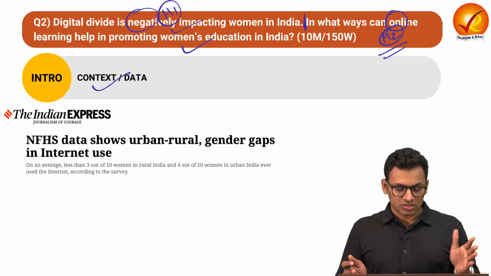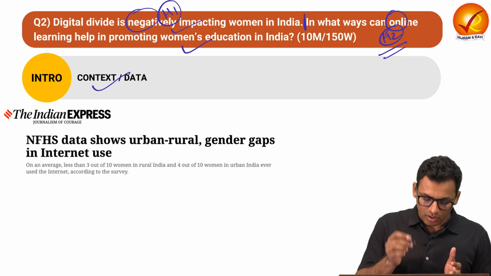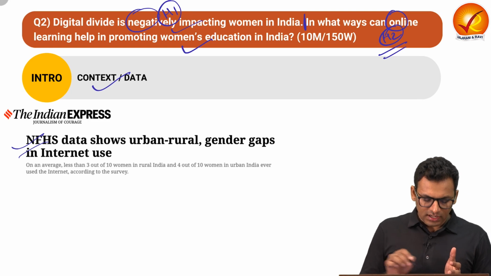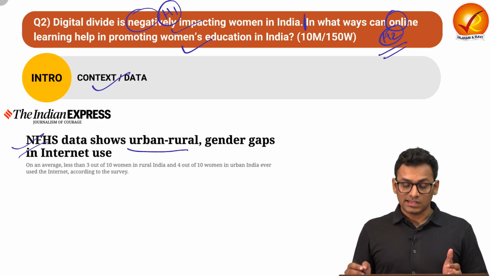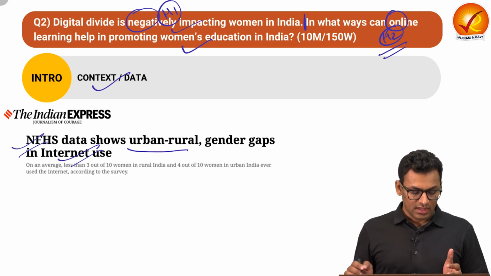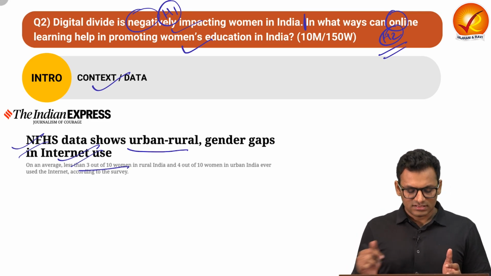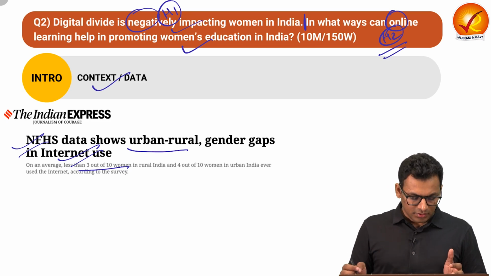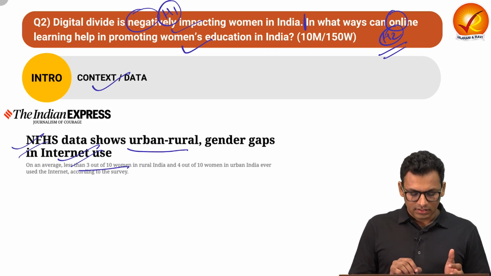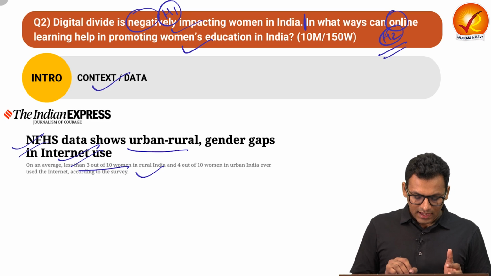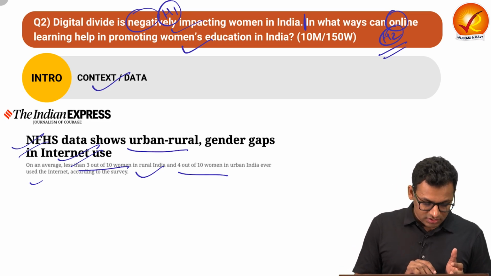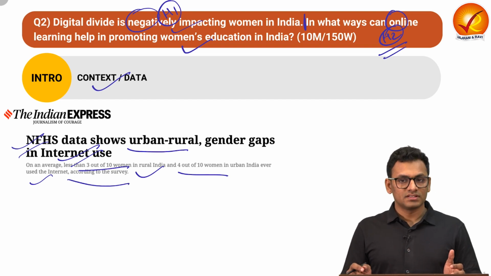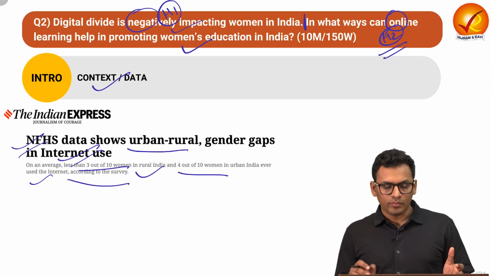Let's start with the introduction. Over here, you can talk about certain context. You can talk about how the National Family Health Survey shows that there is an urban-rural gender gap in internet use, where almost 2.5 out of 10 women in rural India, and 4 out of 10 women in urban India, don't use the internet. So that is something which the survey says. You can start with that kind of proof points.